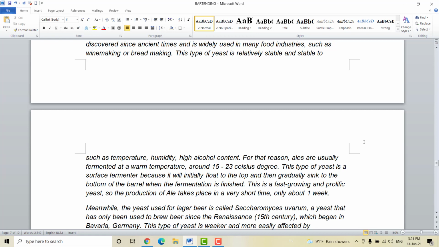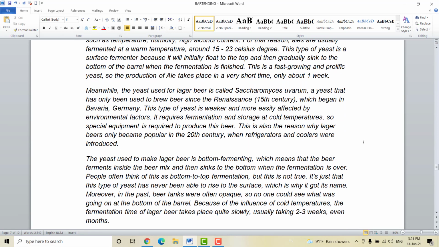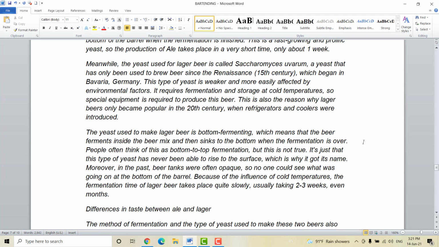Meanwhile, the yeast used for lager beer is called Saccharomyces pastorianus, a yeast that has only been used to brew beer since the Renaissance, 15th century, which began in Bavaria, Germany. This type of yeast is weaker and more easily affected by environmental factors. It requires fermentation and storage at cold temperatures, so special equipment is required to produce this beer. This is also the reason why lager beers only became popular in the 20th century, when refrigerators and coolers were introduced.